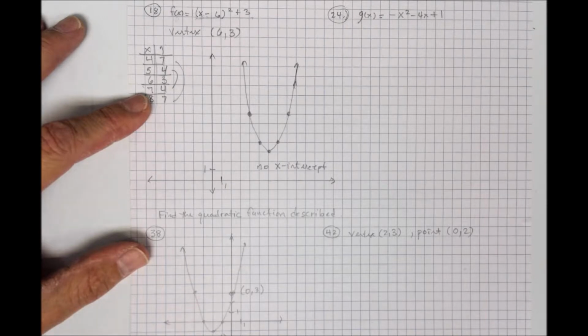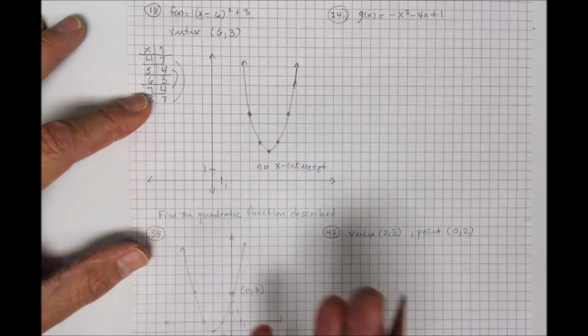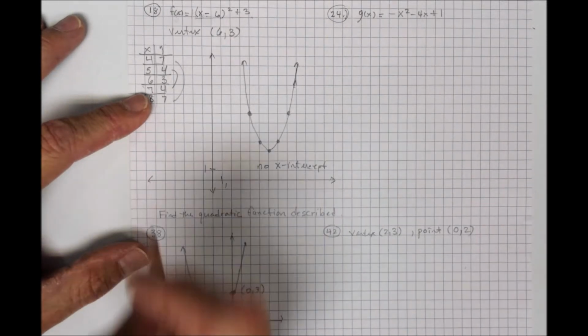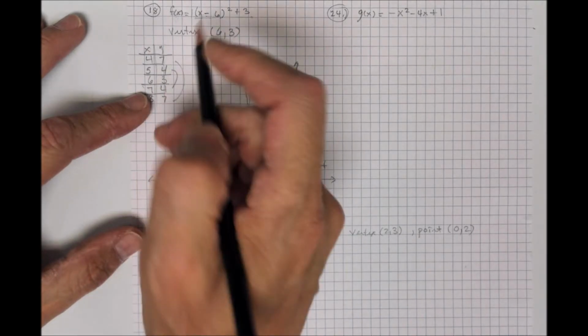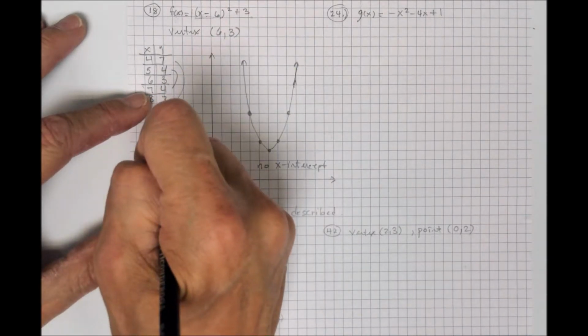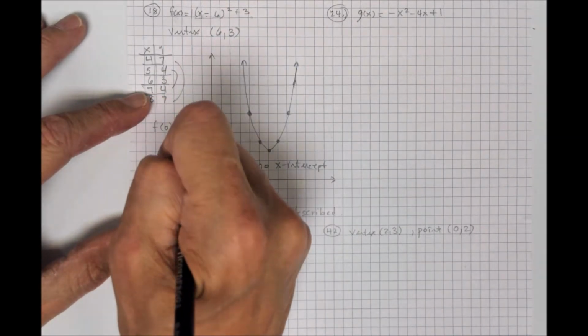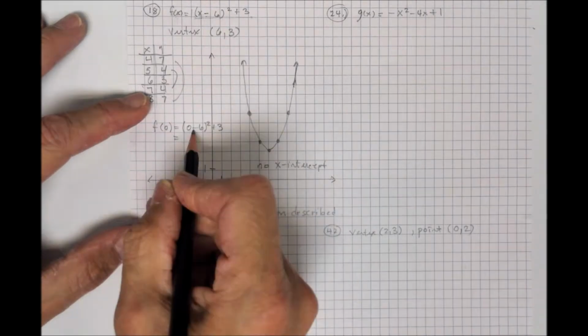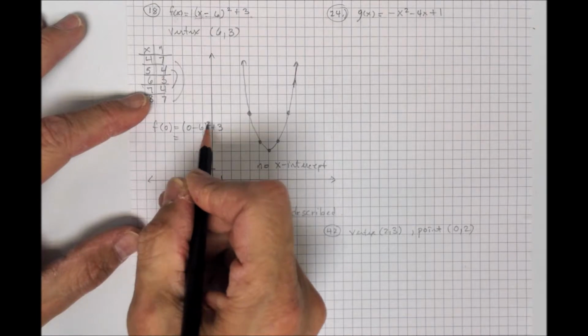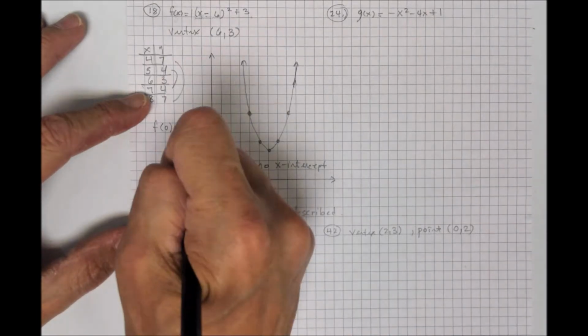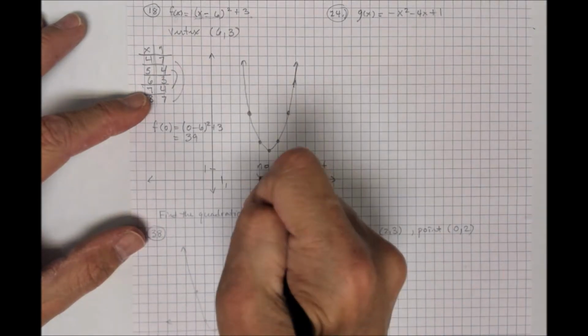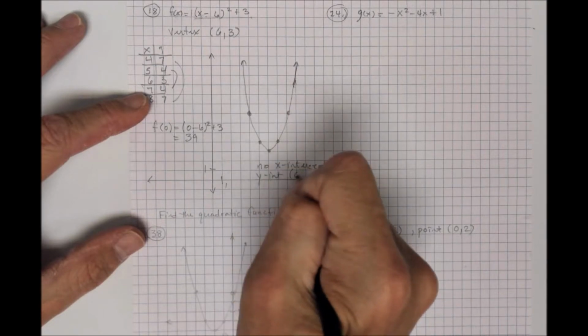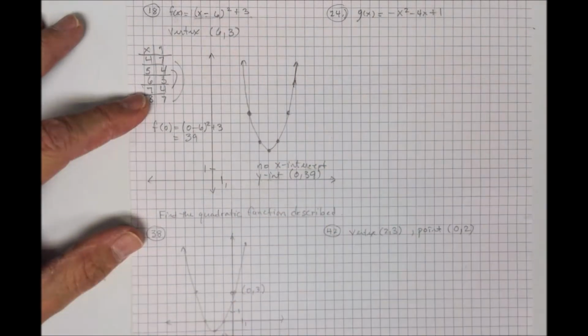But there's always a y-intercept. Even if it opens upward or downward, there's always a y-intercept. You set the x equal to 0, f of 0 equals 0 minus 6 squared plus 3. 0 minus 6 is negative 6 squared is 36 plus 3 is 39. So it has a y-intercept at 0, 39. Clearly not going to be on my graph. I didn't make my axes long enough for that.